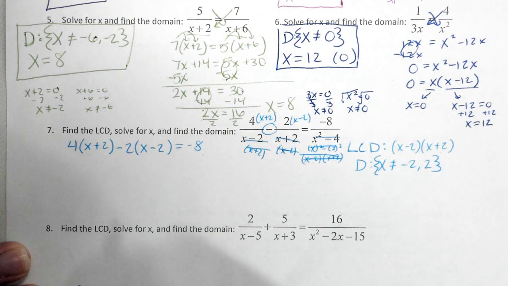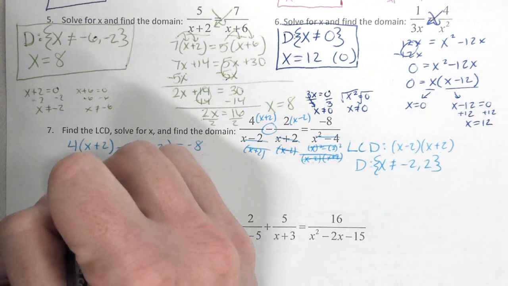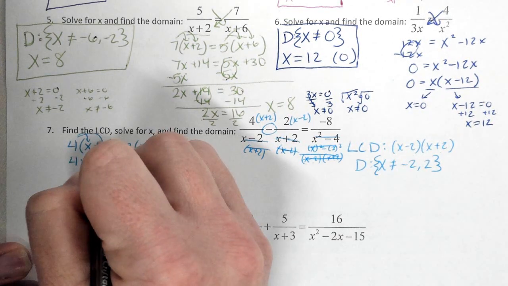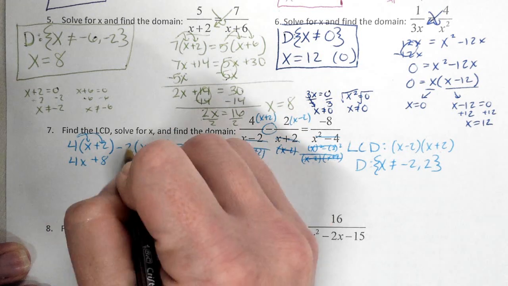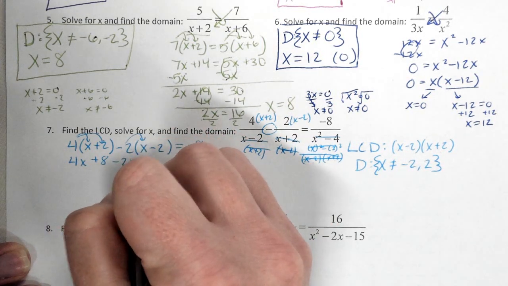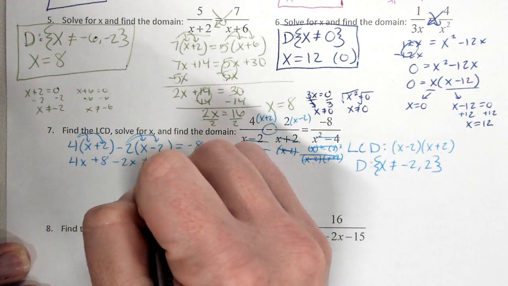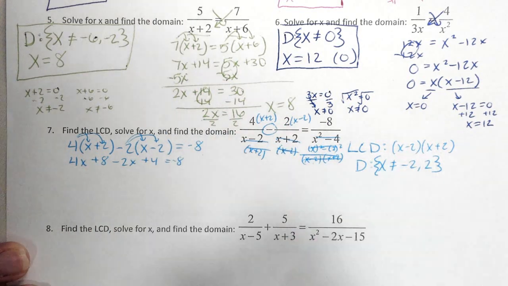Okay, and then now I'm going to solve. So 4 times x is 4x. 4 times 2 is 8. Negative 2 times x is negative 2x. Negative 2 times negative 2 is positive 4. And all of that equals negative 8.